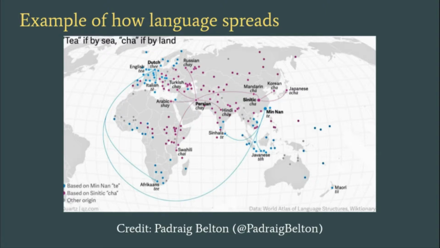But if you look at the purple dots, pinkish purple, whatever those are, you can see that if it came from land travel, it's related to the word chai in English, right? It's got that root to it. And you can see all the different parts of the world where they call it basically some version of chai. And I think that's really cool because one, it shows you the connection across the world in terms of language, but it also shows you how language spreads, which is what we're talking about here, right?